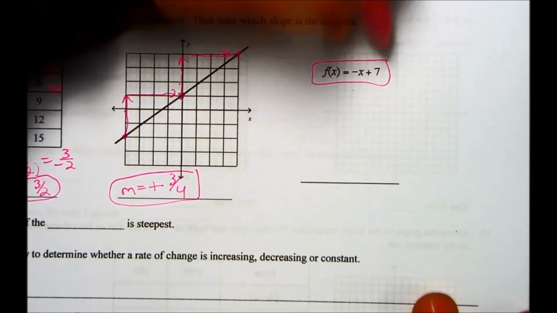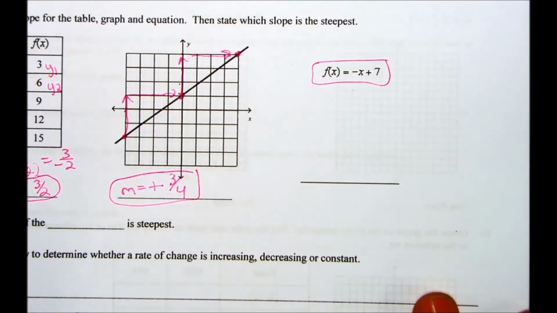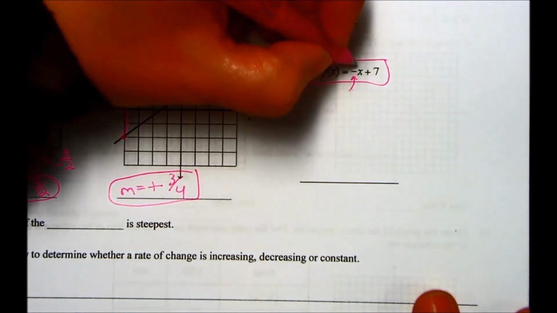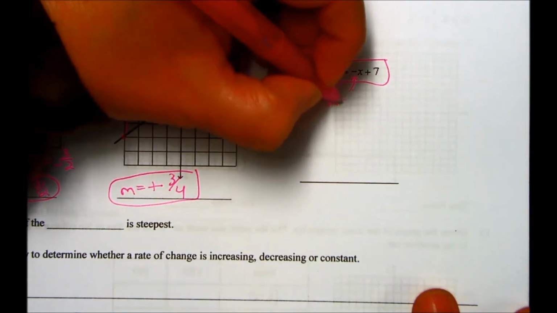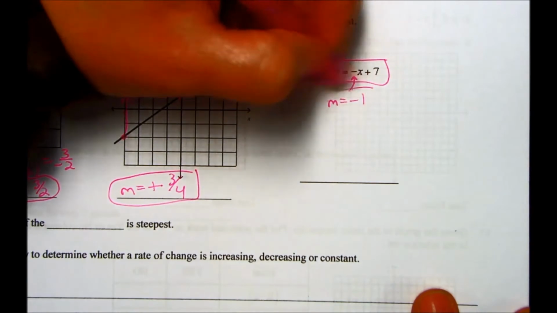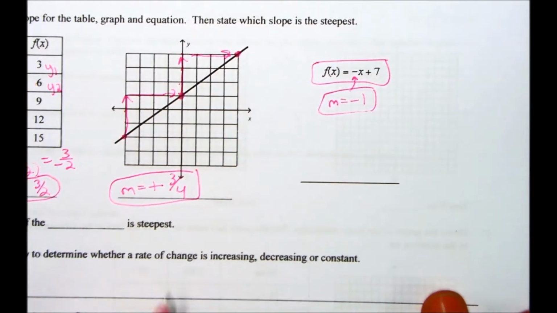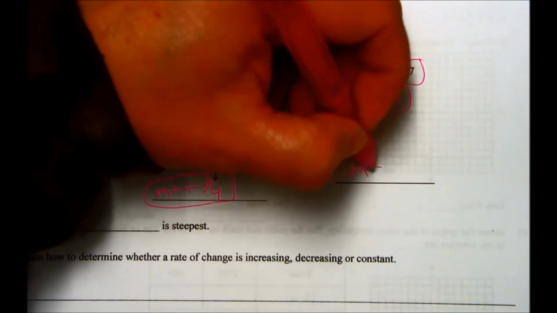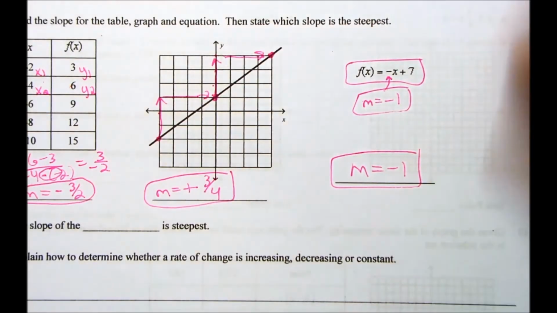The last equation here, they gave you the equation in slope-intercept form. You just need to know which number is the slope. Well, the slope is your coefficient in front of x. If there's no number there, then it's equal to negative 1. So all of our slopes, oh no, two of our slopes are negative, one of them is positive. So slope equals negative 1. So we've got all of our slopes.